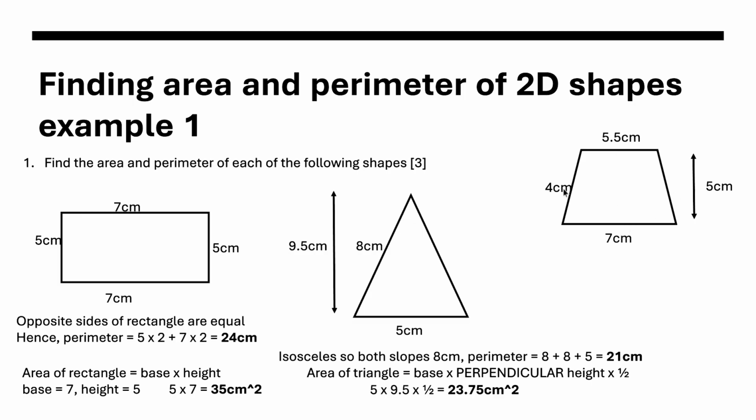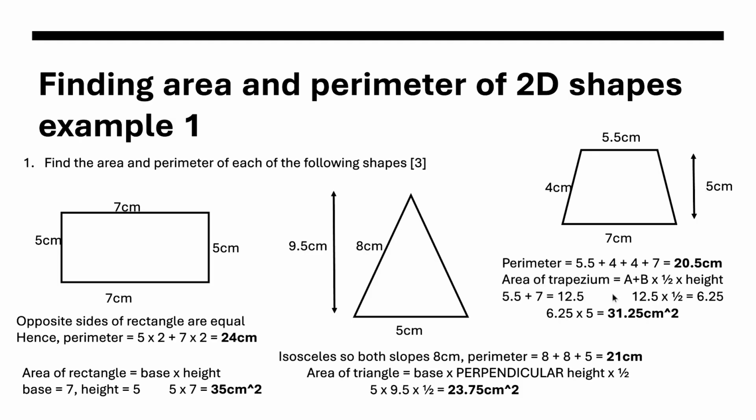So we ignore the 4 here for area. 5.5 plus 7 is 12.5. 12.5 times by a half is 6.25, and 6.25 times 5 is 31.25 centimeters squared.